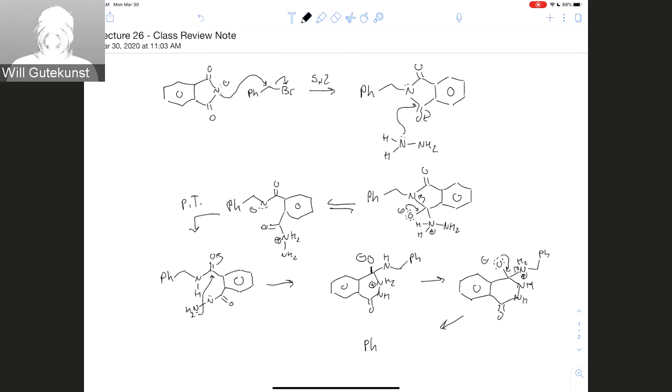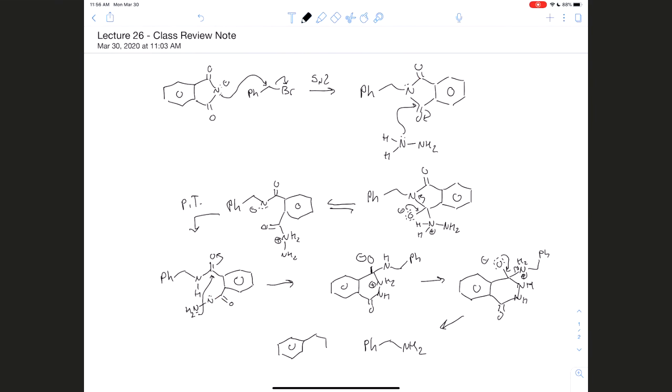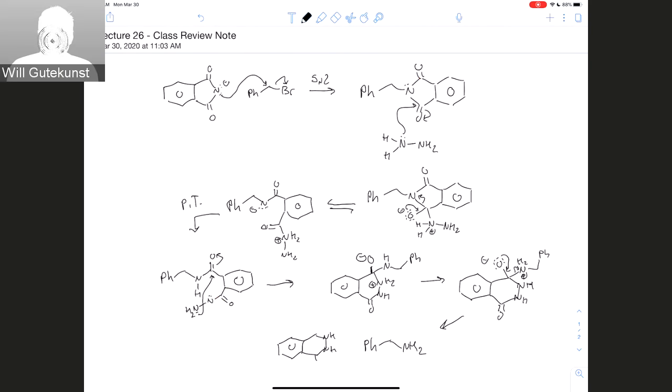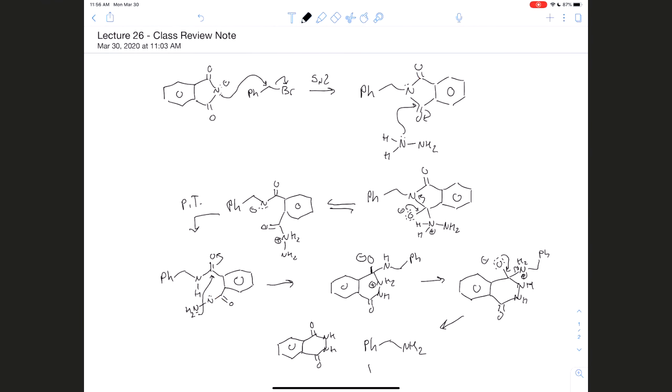It's a pretty long process if you try to draw all the steps, and I didn't even draw all the proton transfers. But now this thing that leaves is benzylamine. You get this wacky looking heterocycle as a byproduct. Does that clarify the end of the Gabriel synthesis?